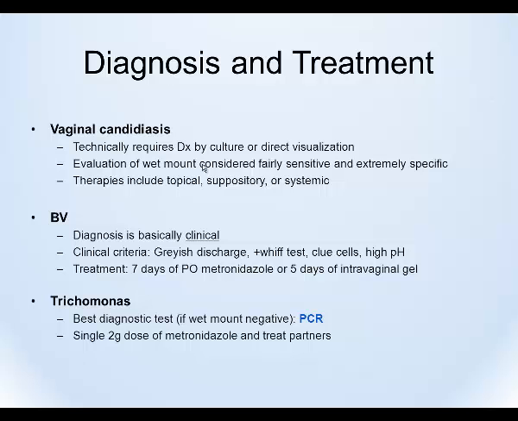Technically, you could buy Monistat over the counter, so it's clearly safe to treat this presumptively, but clinical history is not enough to definitively diagnose it, though I don't think they would test on that. BV is essentially a clinical diagnosis based on the criteria of gray discharge, positive whiff test, clue cells, and high pH. And for Trichomonas, this is sort of a plug for our lab as well, you can do a urinary PCR, and it's super sensitive and specific. So that's now become the test of choice, especially if the wet mount is negative.